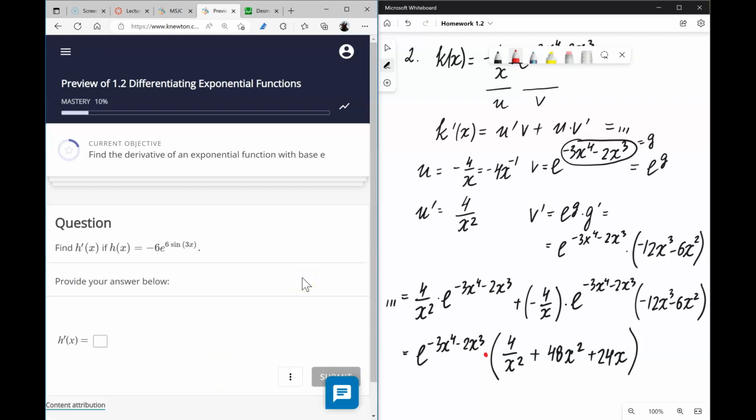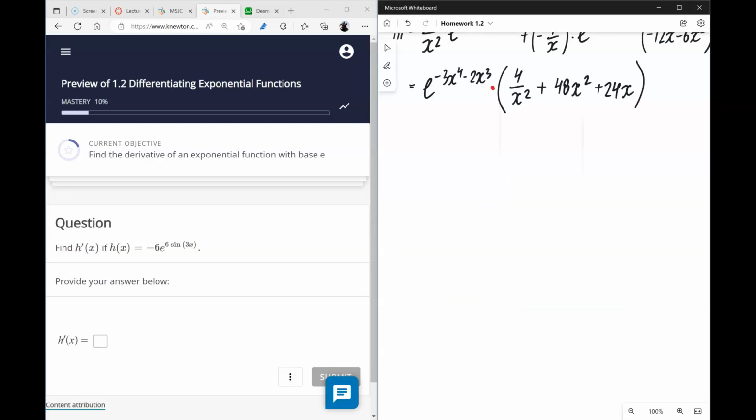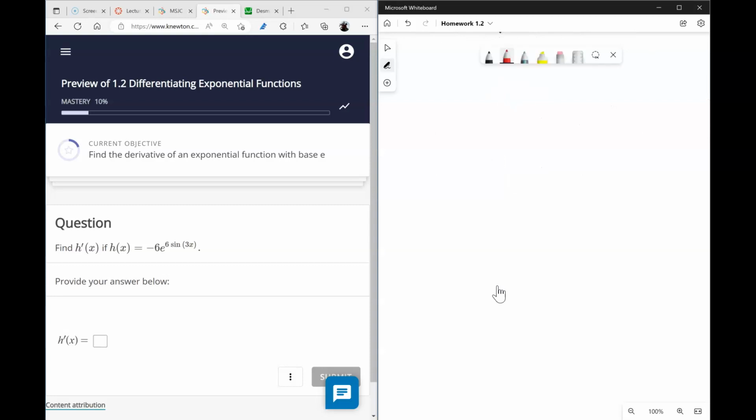Now you may ask, why didn't we use the quotient rule? And the answer is we don't like using the quotient rule after we learn the chain rule. So quotient rule is our least favorite rule of all. All right, let's move on to the next question.